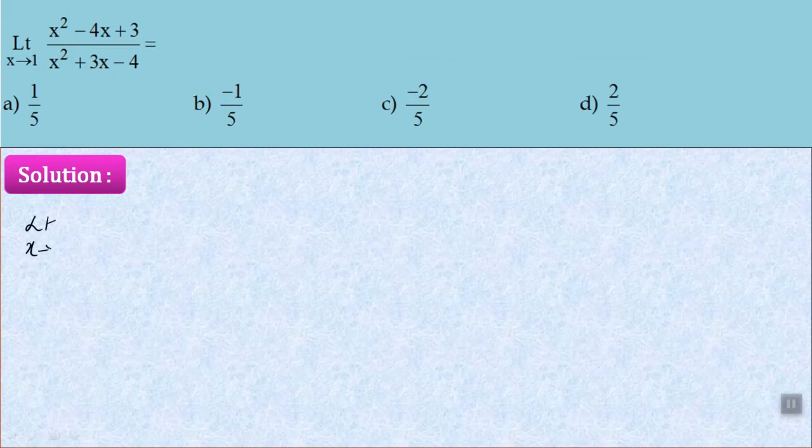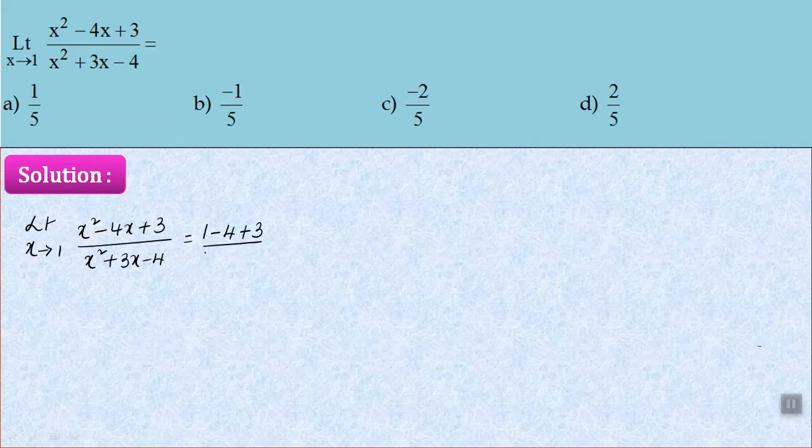Limit x tends to 1, (x square minus 4x plus 3) divided by (x square plus 3x minus 4) is equals to. First we substitute the limit. 1 square is 1, minus 4 into 1 is 4, plus 3, divided by 1 square is 1, plus 3 into 1 is 3, minus 4. That is 1 minus 4 plus 3 is 0, by 1 plus 3 minus 4 is 0. This is of the 0 by 0 indeterminate form.